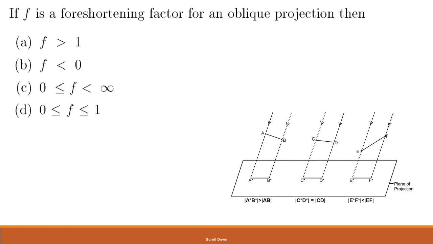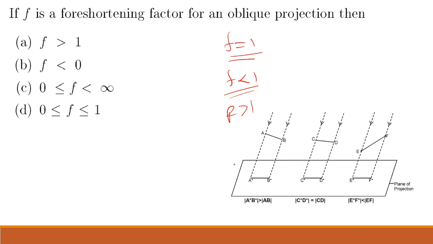Again the next: if f is a foreshortening factor for oblique projection, then which of the following is true? We know that if the foreshortening factor is equal to 1, it means the size and length of our object have not changed. If the foreshortening factor is less than 1, what is the meaning of this? The image we get of the object is smaller in size. And foreshortening factor greater than 1 means what? We are getting the bigger image.